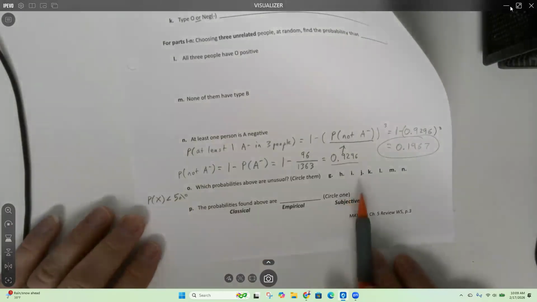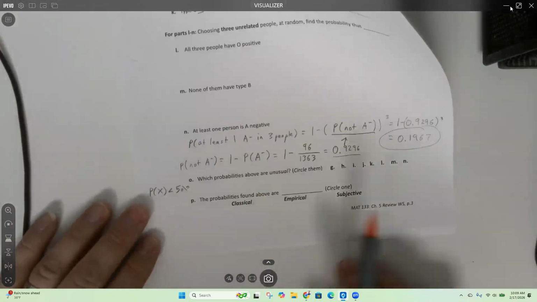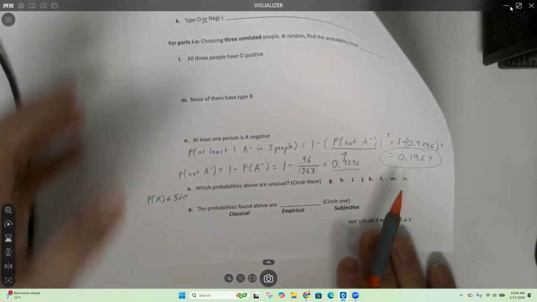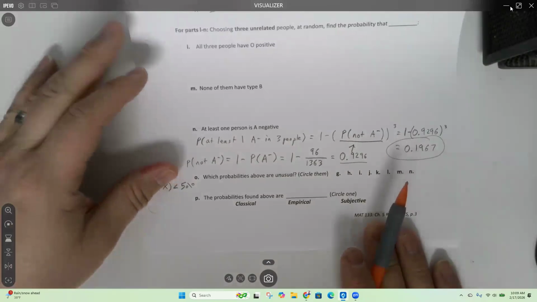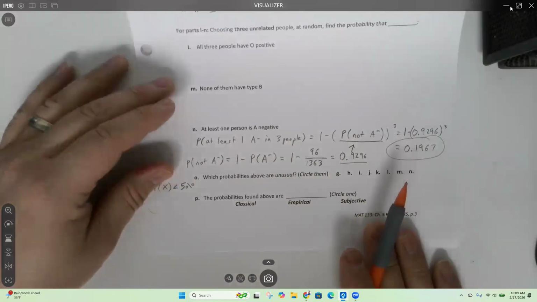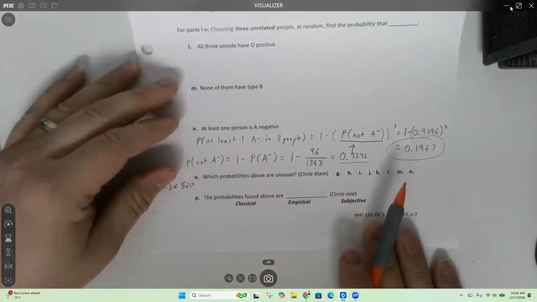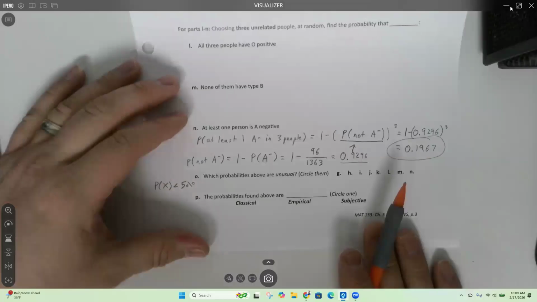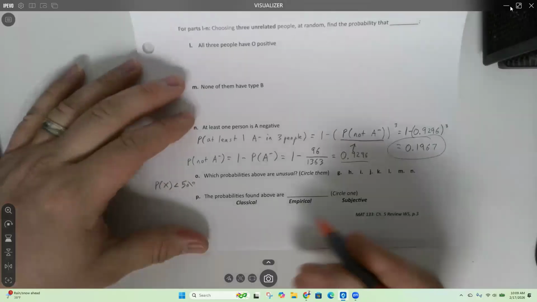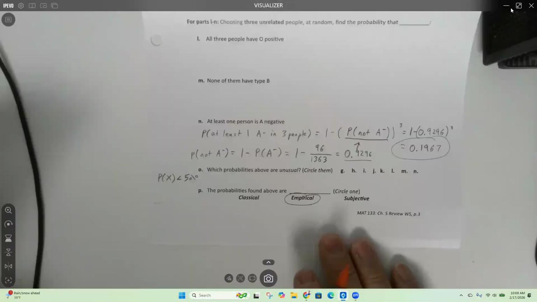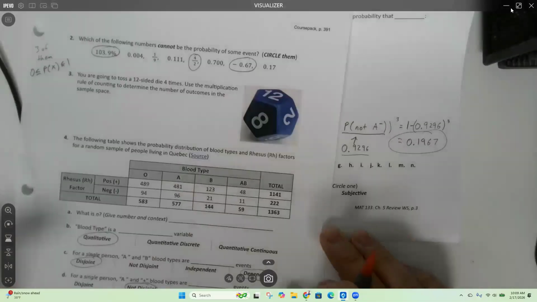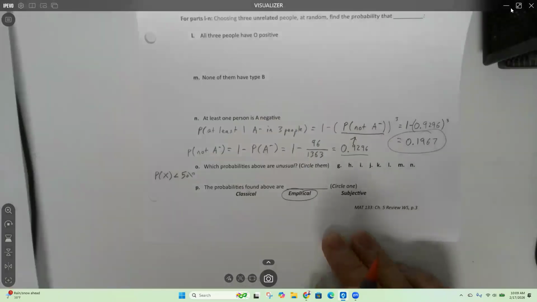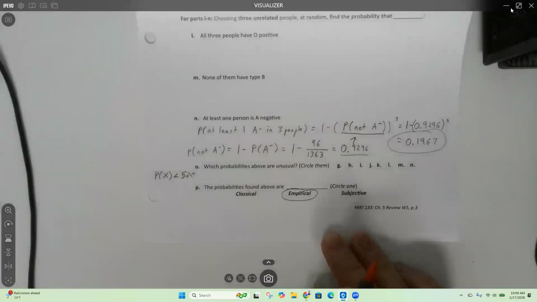Okay. So, all right. The probabilities above are these: classical, empirical, or subjective for the blood types. What do you think? These are empirical. Yep. This is real data from people that we sampled in Quebec. So this is actual data. It is empirical. Yep, you guys got it.